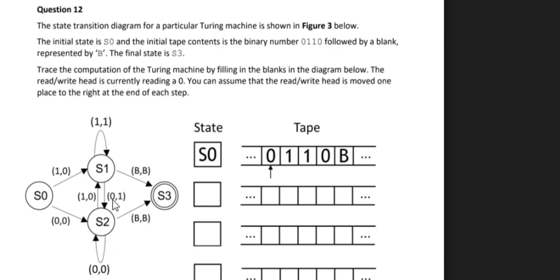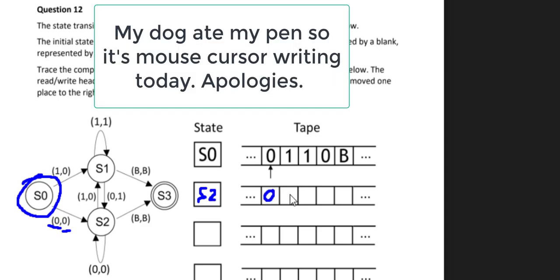So I'm starting at S0. What I'm going to do is look at the 0 here. If I see a 0, I write 0, and then I move to S2. So this is going to be S2, and that's it. Nothing's going to change here at all.